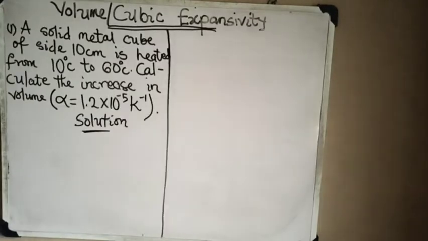Okay, here is a question we have. A solid metal cube of size 10 cm is heated from 10 degrees Celsius to 60 degrees Celsius. First, calculate the increase in the volume if our linear expansivity is given as 1.2 times 10 to the power of negative 5 per Kelvin.